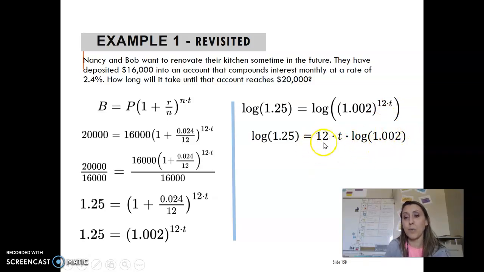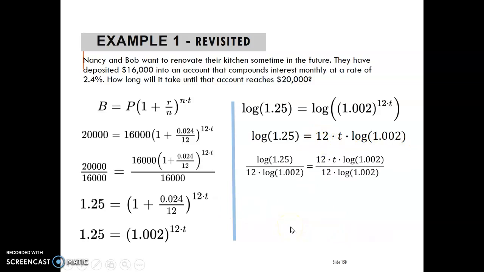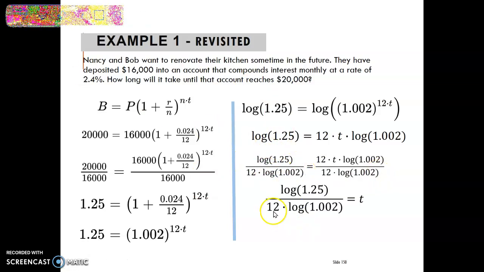Now we want to get everything away from t, and since everything's being multiplied by t, we can divide by everything that's being multiplied. So 12 and log 1.002, and we're going to divide both sides by that, and then we end up with log of 1.25 divided by 12 times log of 1.002 equals t. And we are going to end up with t is about 9.307 years. Okay, that is where we're going to stop for this video.